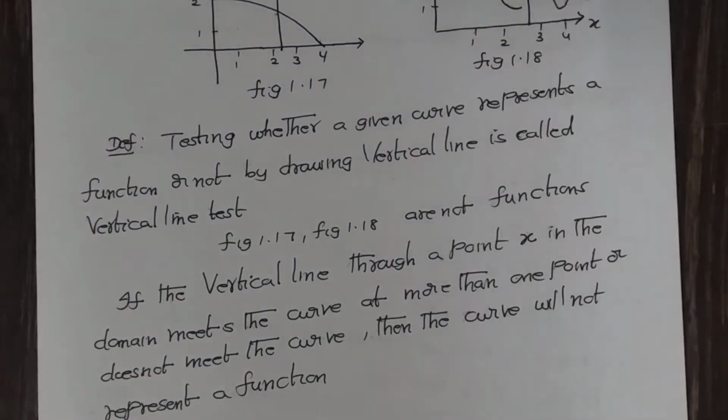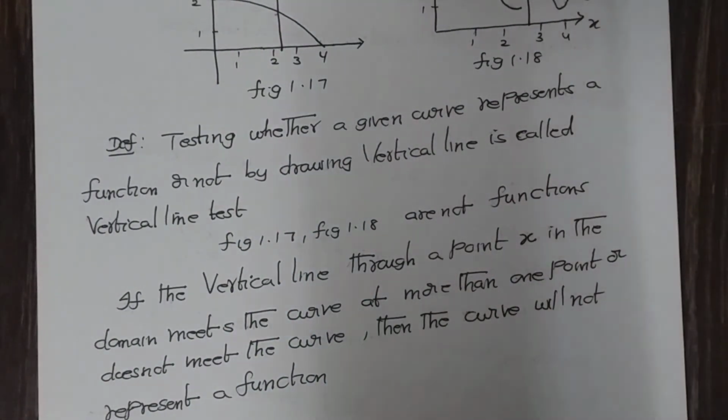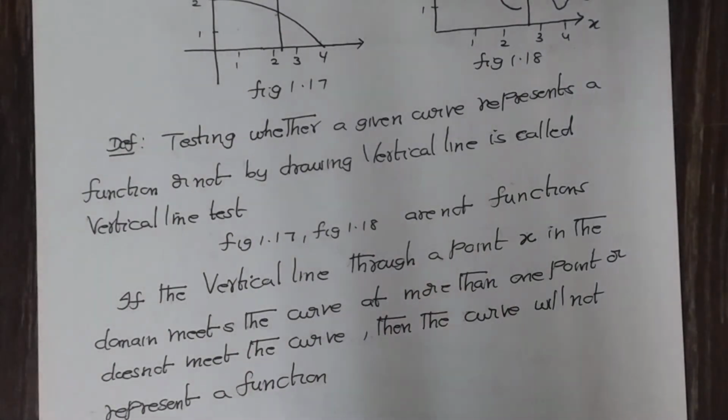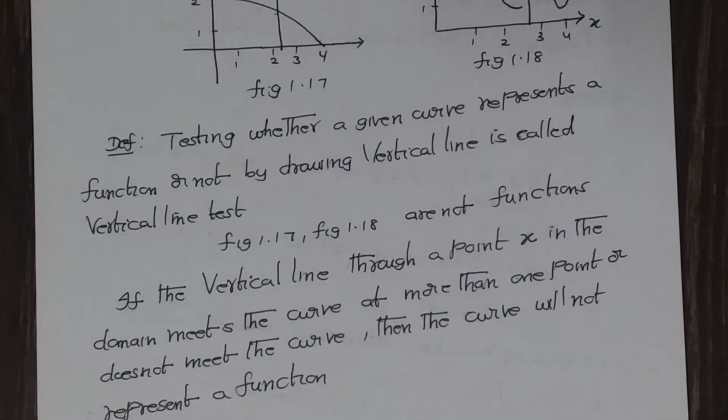Okay, so this is very simple. If the vertical line cuts the curve at more than one point, it is not a function. One point means function. Even if the vertical line does not cut the curve also, it is not a function. So you can test whether the curve represents a function or not by drawing the vertical line. This is called the vertical line test.